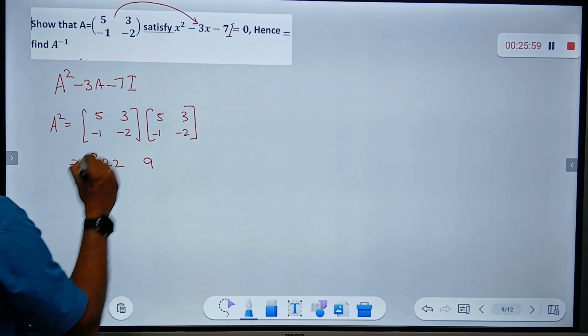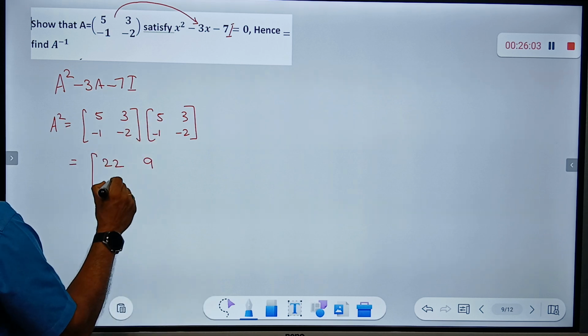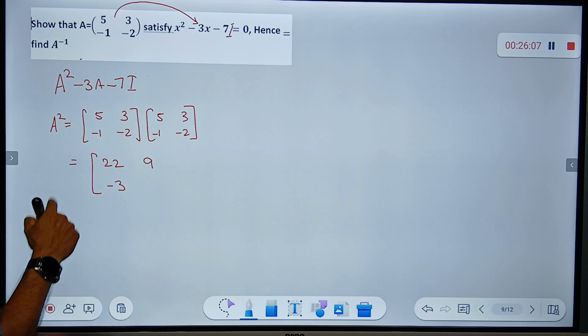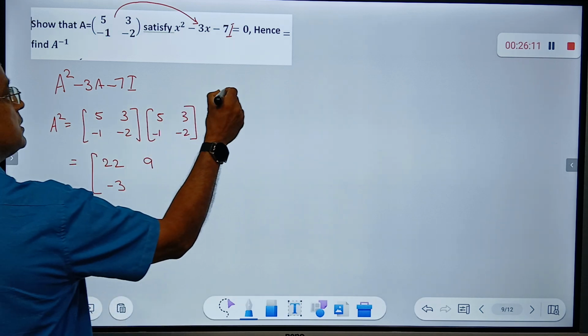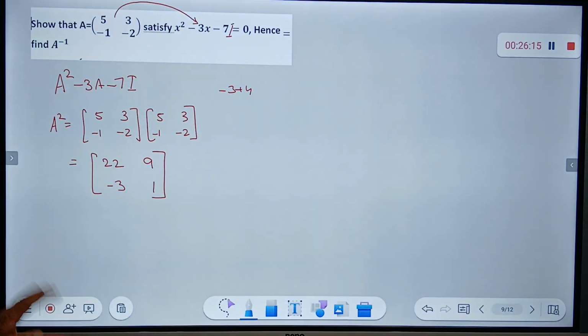9, I think, right? 15 minus 6 is 9. Yeah, okay. Minus 5, this is 1. Minus 5 plus 2 is minus 3. And this is minus 3 plus 4 is 1. I think there is no error.